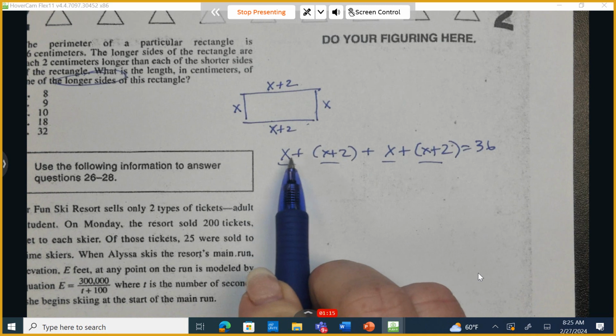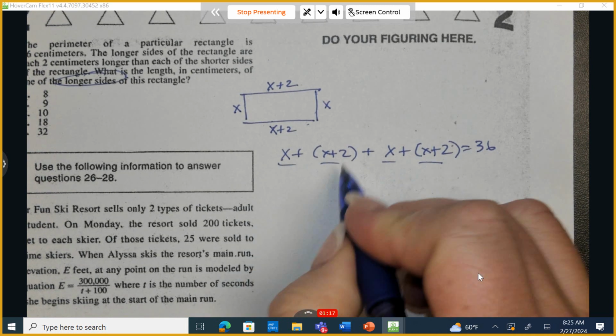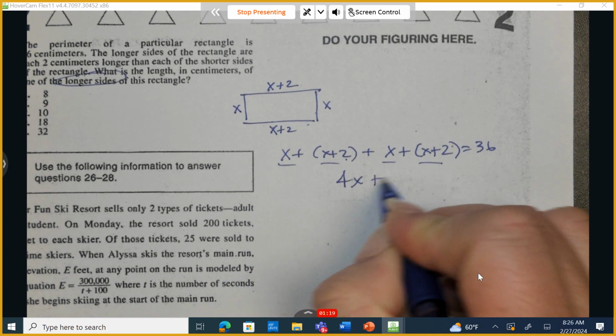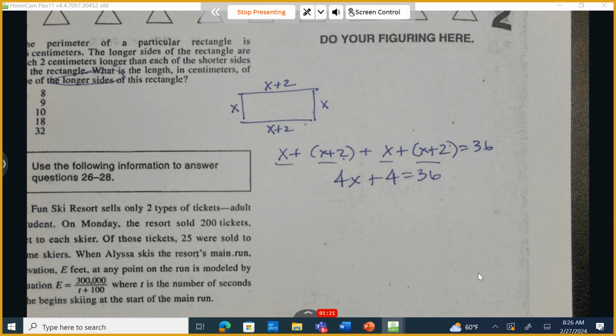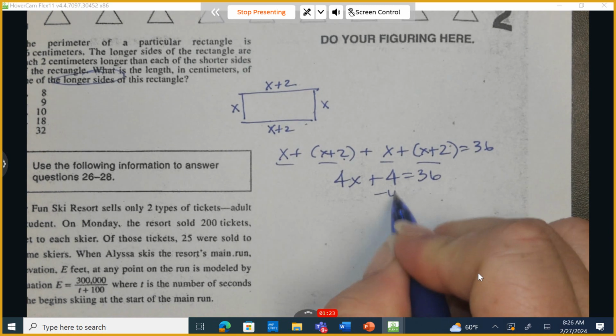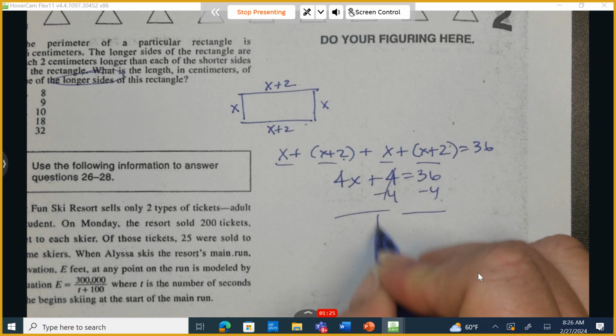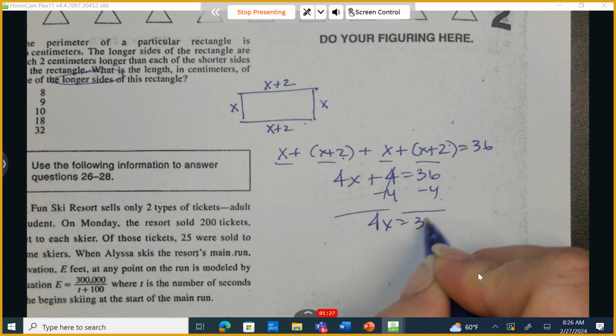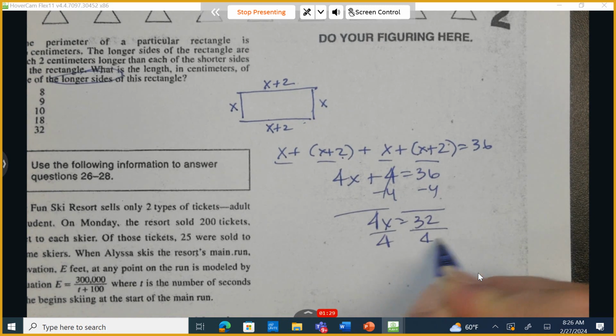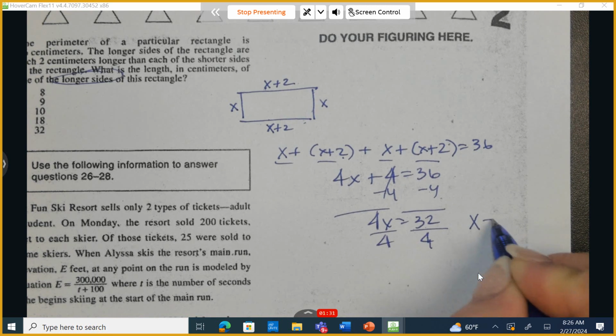And in doing so, we're going to add up. We're going to have 1, 2, 3, 4. So I have 4 x's, 2 and 2 is 4, equals 36, and I'm just solving it here. So I'm going to subtract 4 to the opposite side as I'm trying to isolate the x, and I end up with 32. Dividing by 4, I take 32 on my calculator to divide by 4, and I get 8.